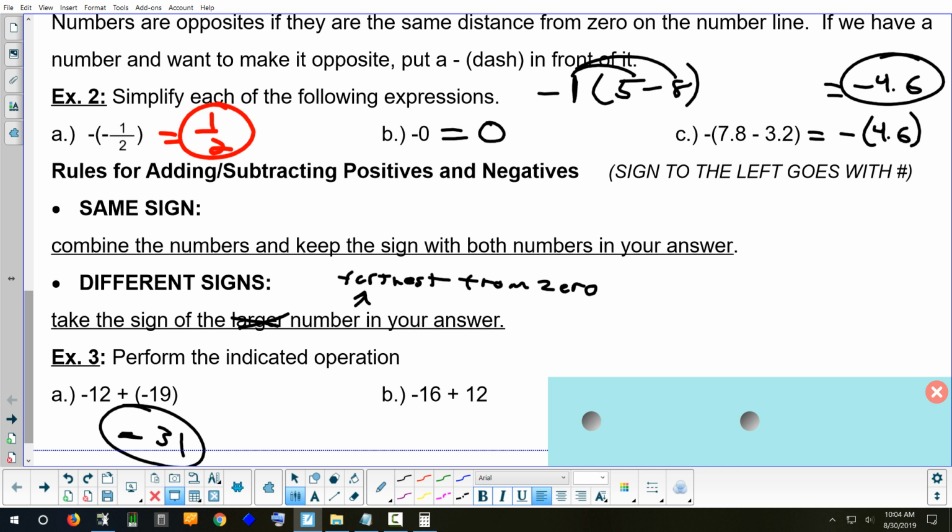Because if you say larger, technically 12 is larger because it's to the right. But isn't 16 farther than 12 on the other side? Yes, that's why I wrote it that way. So take the sign of the number that is farthest from 0.